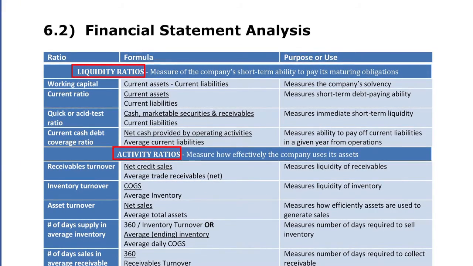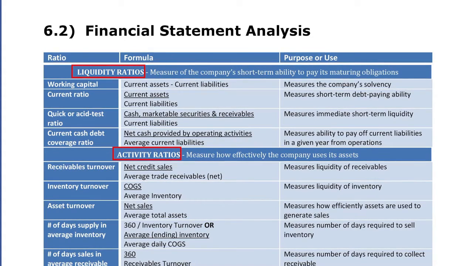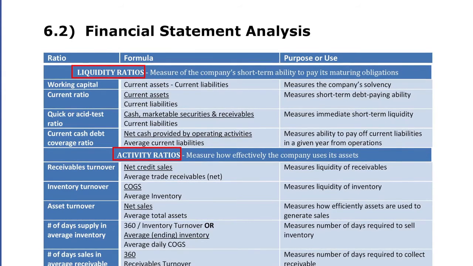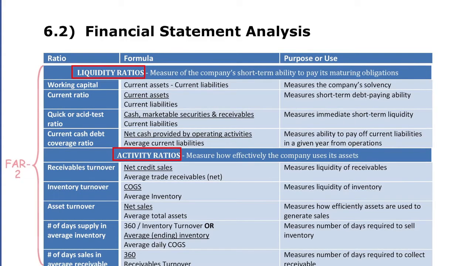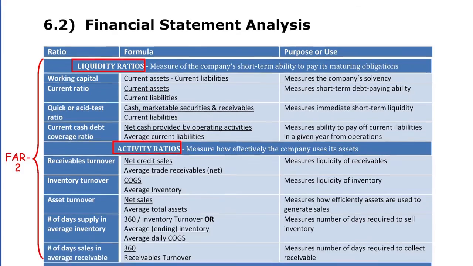Now guys, I know these ratios sound pretty familiar because we've already covered liquidity and activity ratios back in FAR-2. So draw a bracket on the left and write FAR-2. If you don't remember these, go back, revise, and I'm sure you're going to knock it off.